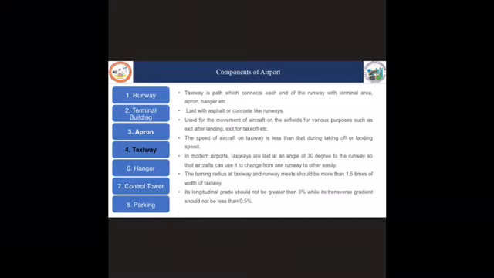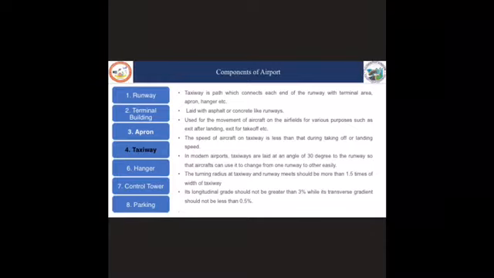In modern airports, the taxiways are laid at an angle of 30 degrees to the runway so that aircraft can change from one runway to the other easily. It is also required to note that the turning radius of the taxiways and the runway should not be more than 1.5 times the width of the taxiways. And similar to the runways, the longitudinal gradient of a taxiway should not be greater than 3 percent, and the transverse gradient should not be more than 0.5 percent.